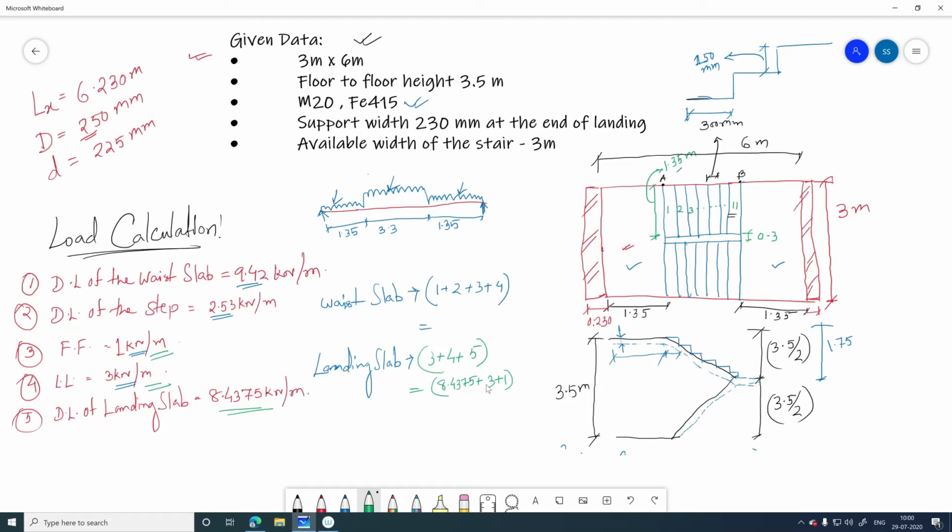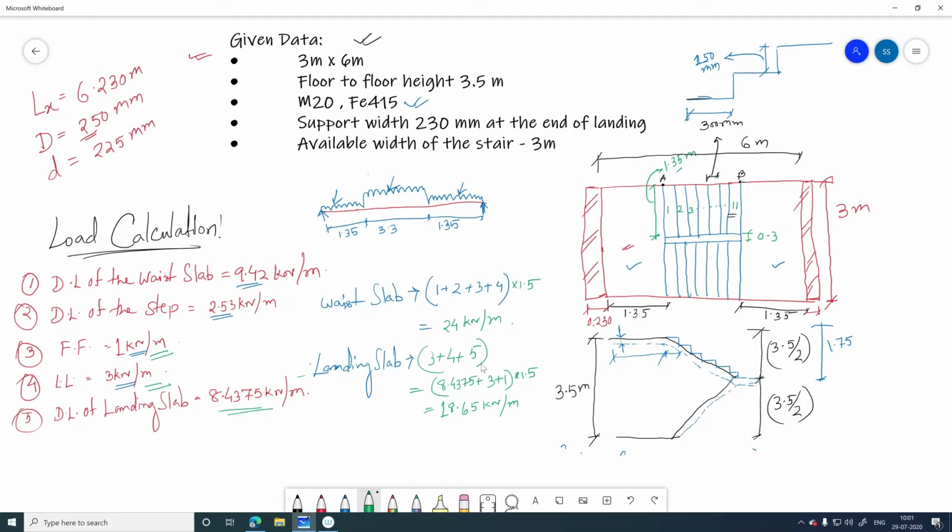Now this will be the value. We will multiply with the partial safety factor, that is 1.5, to make it the factored load, and directly we get the factored load. The value is 18.65 kilonewton per meter. Okay, this is the factored load for the landing slab, and the factored load for the waste slab, if you multiply it by 1.5, so the value that we get, that is 24 kilonewton per meter.